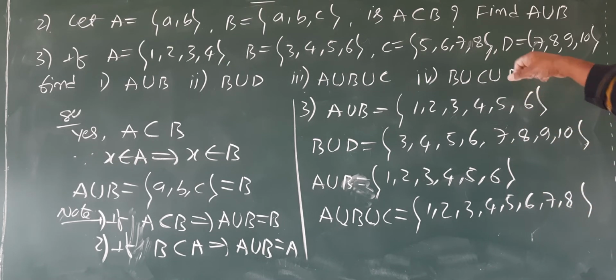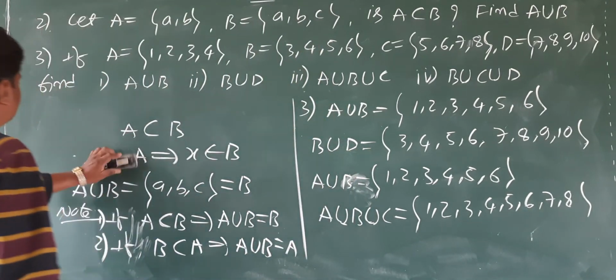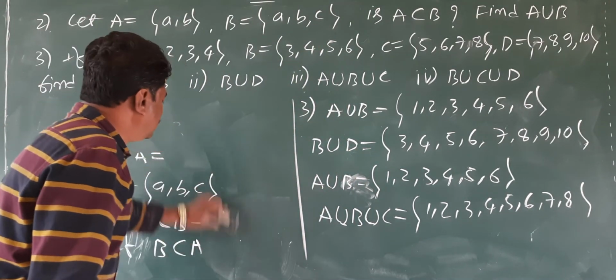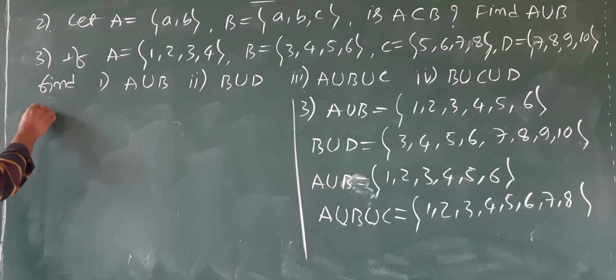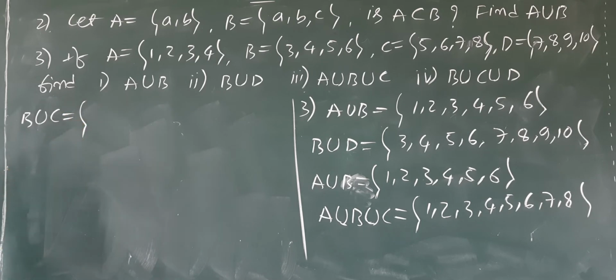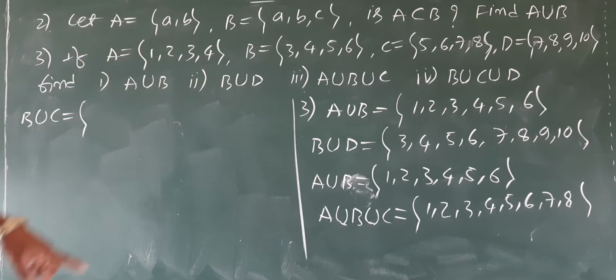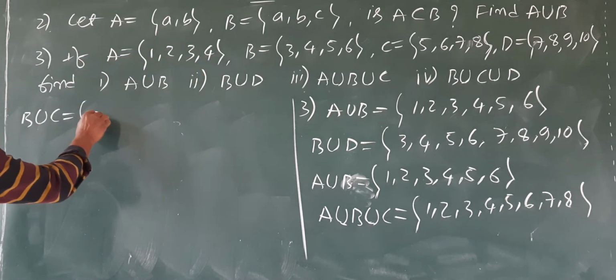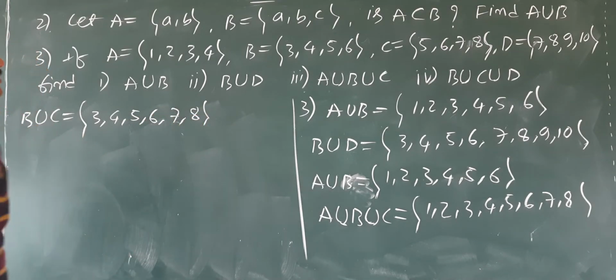Let us go for finding one more: B union C union D. First let us find B union C. Tell me B union C. Combine both B and C. B union C is 3, 4, 5, 6, 7, 8. This is B union C.